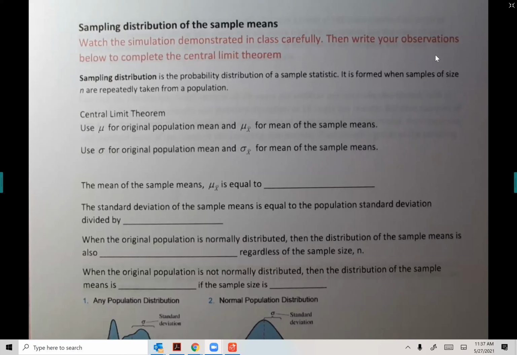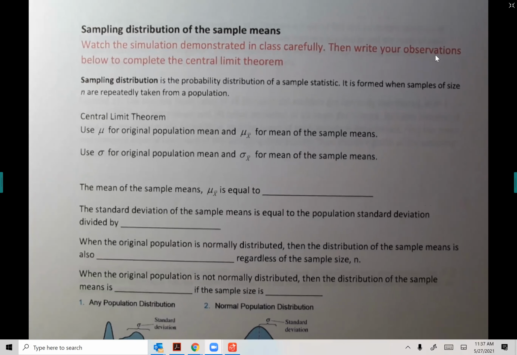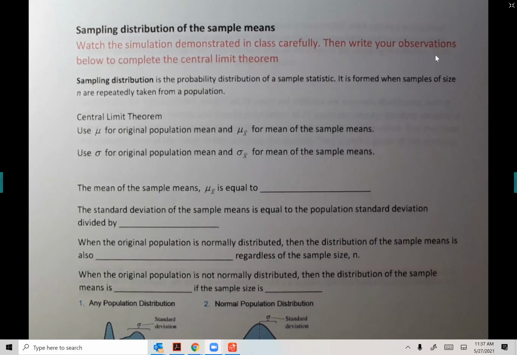So in red, it says, watch the simulation demonstrated in class carefully and then write your observation. So we did watch the simulation, guys, and we're gonna write the observation together. The central limit theorem. We had two graphs, guys. I showed you two graphs.